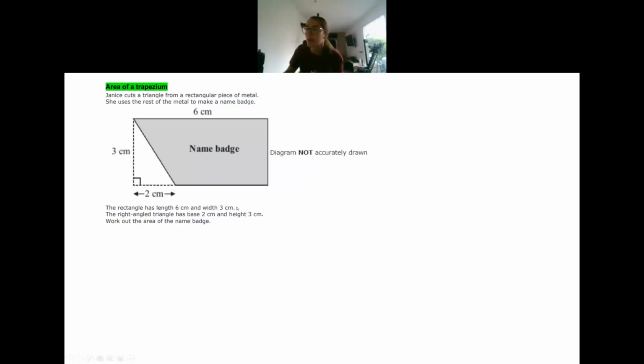Trapezium area, you get given the formula. That's the foundation. So it should just be a pretty straightforward find the area.